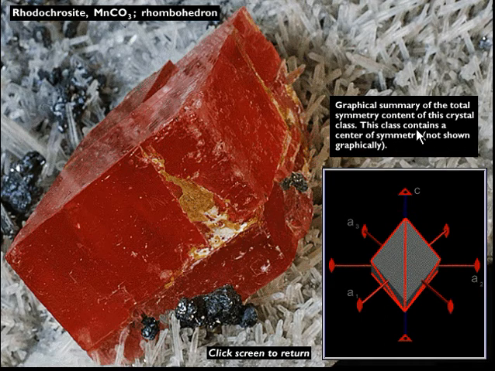So the graphical summary of the total symmetry content of this crystal class: this class contains a center of symmetry. Here we have the 3-fold roto-inversion axis, and here we have the 2-fold rotation axis. And here you have a mirror plane inside.